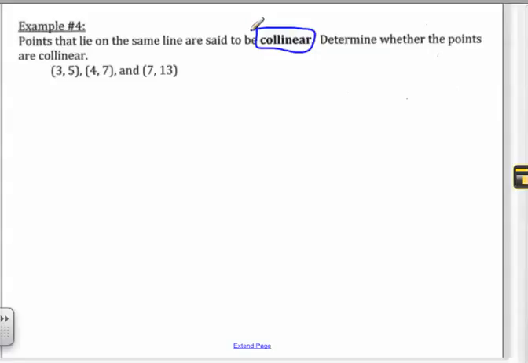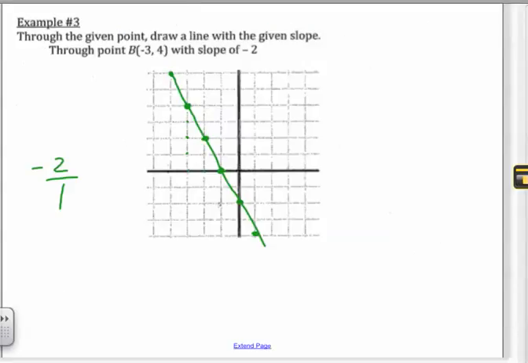Do you agree from this example that we did before that every point is the same slope away from the next point? So the slope between these 2 points is negative 2 over 1. The slope between these 2 points is negative 2 over 1. The slope between these 2 points is negative 2 over 1. Do you agree that the slope between any 2 points is always the same? Yeah. If they are collinear, if they're on the same line.